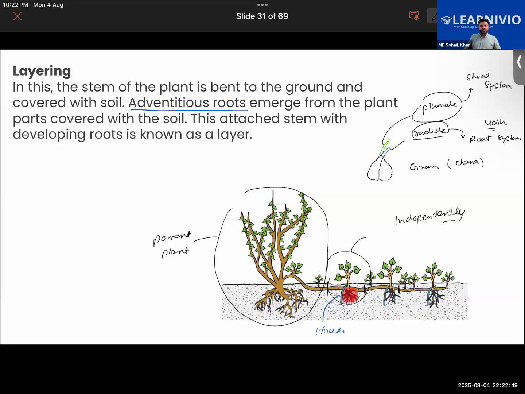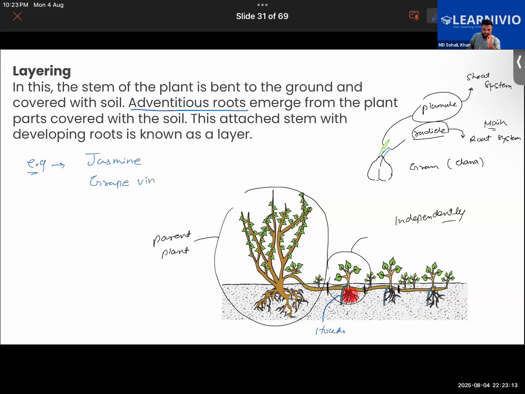Then we have some examples of plants that are grown via layering. Some examples include flowers like jasmine. You have heard about jasmine? It's used for making some vanilla fruits ice cream.